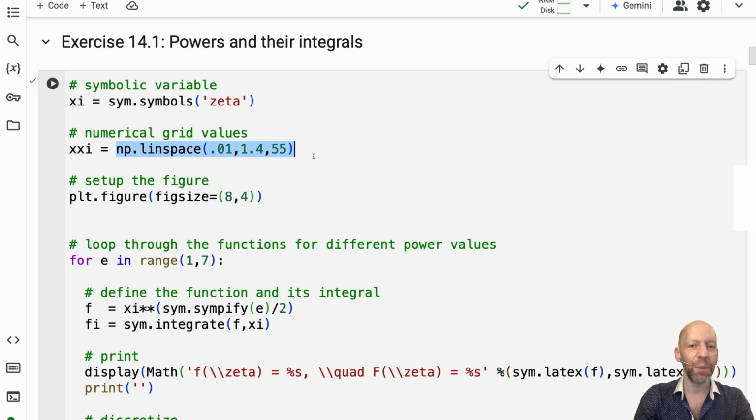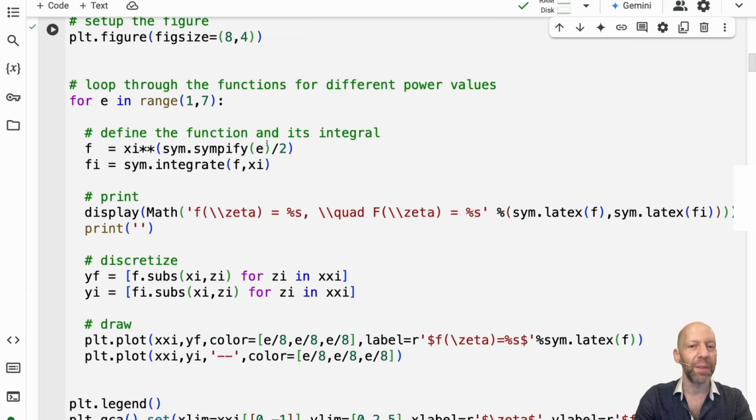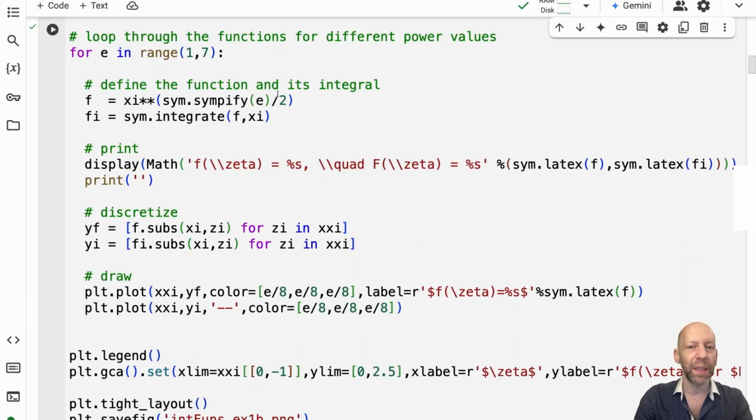Here is the numerical grid for plotting. This has nothing to do with the integration. We're not actually calculating definite integrals or evaluating numerically integrals here. This is only for the visualization. Okay, so here I have the for loop. And here is the key to getting the symbolic expression of numbers.